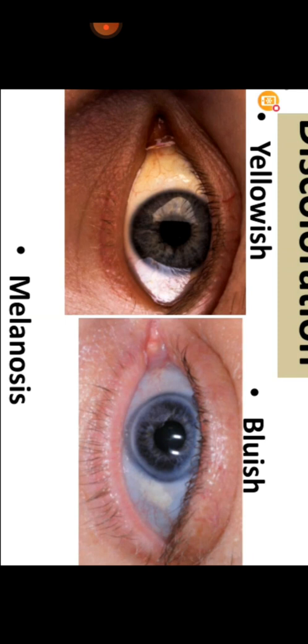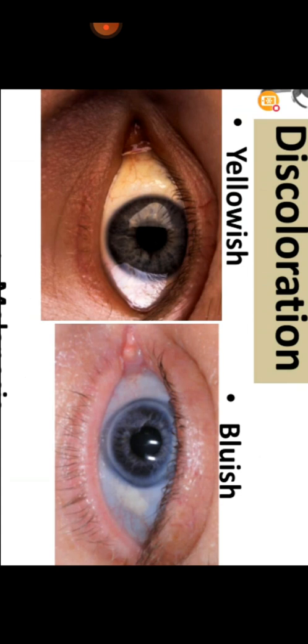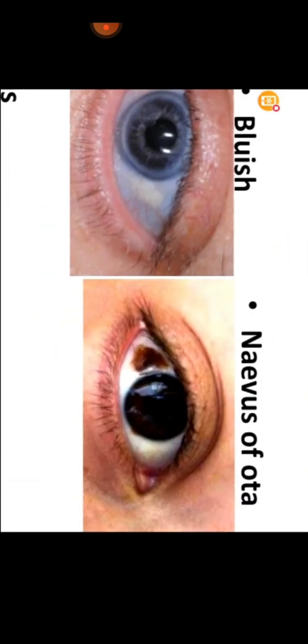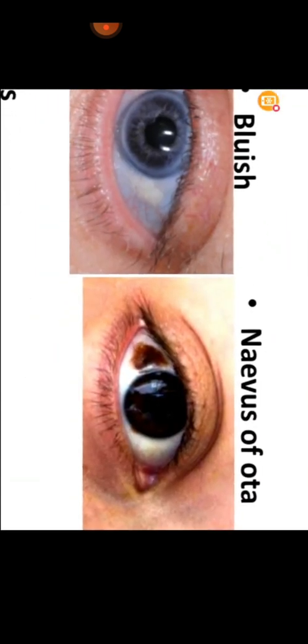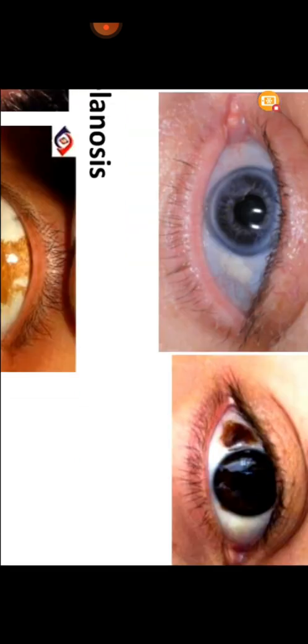Or you can see bluishness of the sclera. This is very classically seen in the condition of osteogenesis imperfecta. And then this is also a very common condition: you can see a blackish-brown, chocolate-colored small local lesion called nevus of Ota. We call it nevus of Ota.